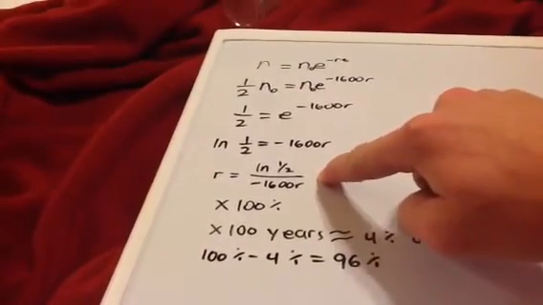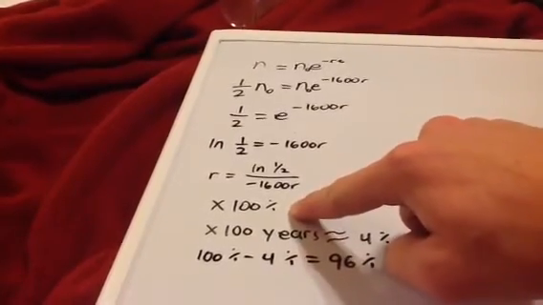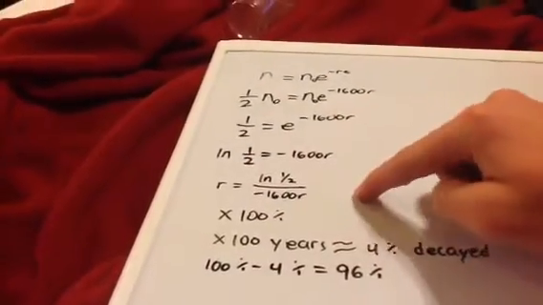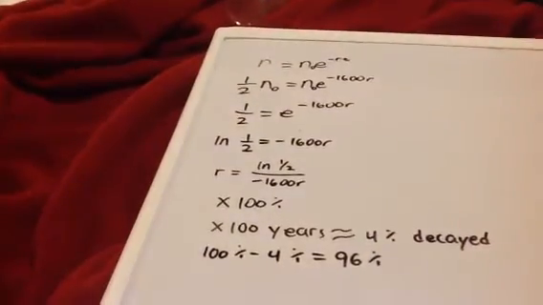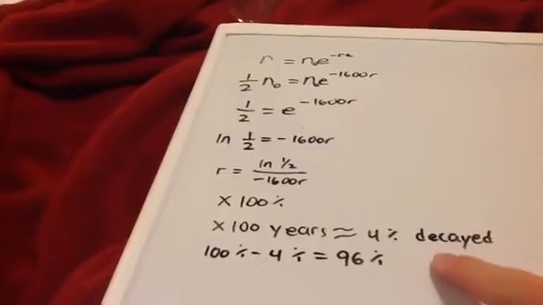Now that gives you a decimal, but we're looking for a percentage, so you go ahead and multiply by 100%, and that gives you this. That's the rate per year, and so we're looking for how much is left after 100 years. So you multiply it again by 100, and you end up with 4%.